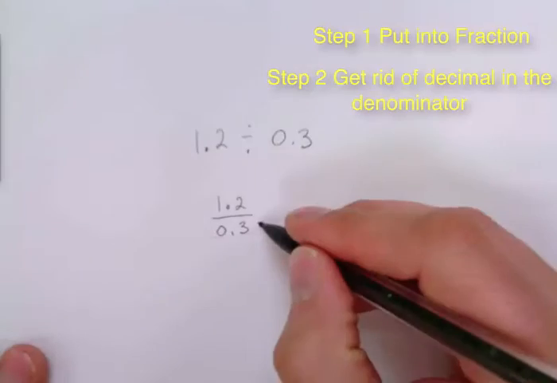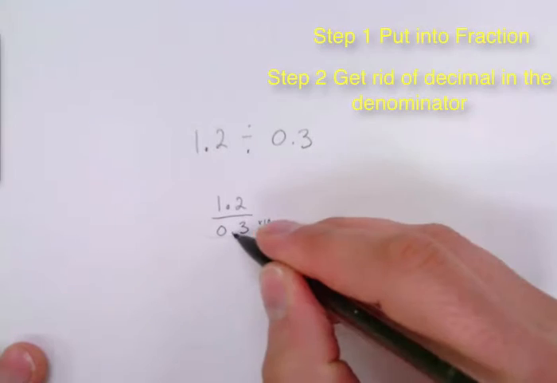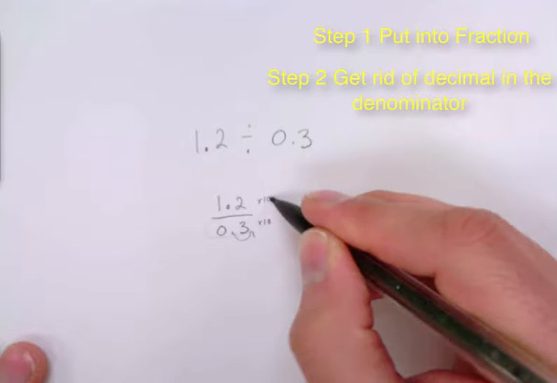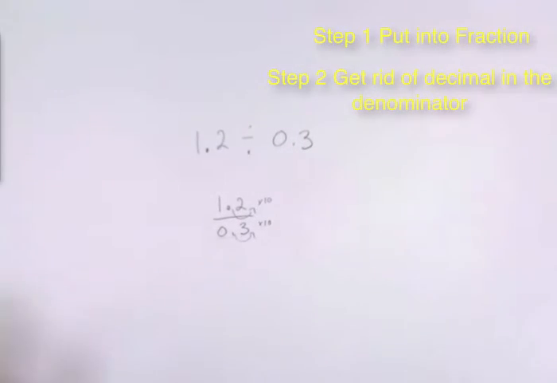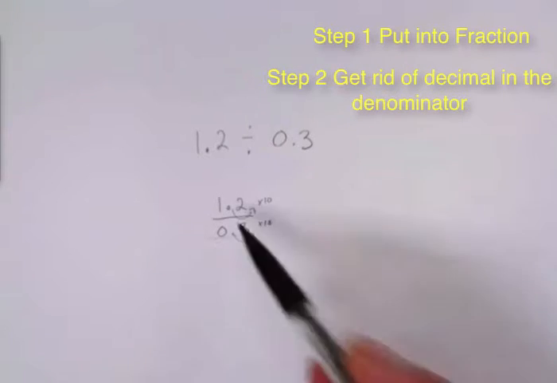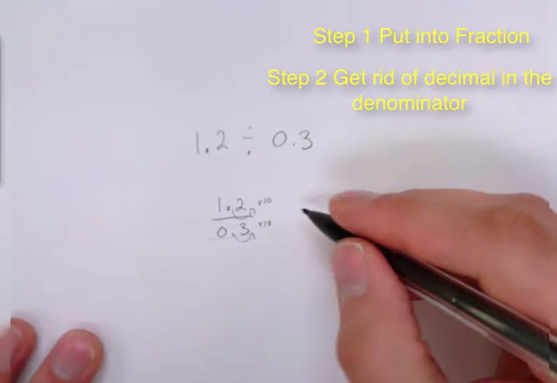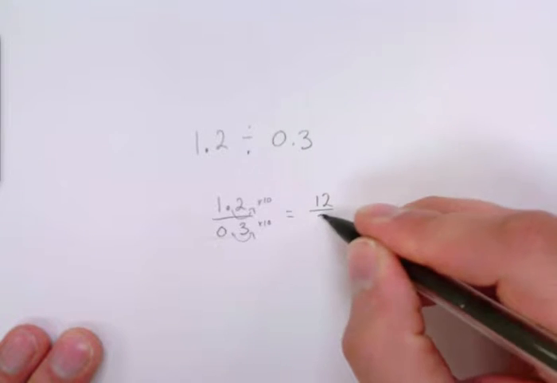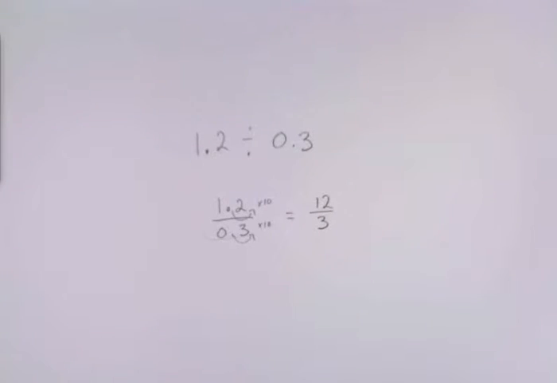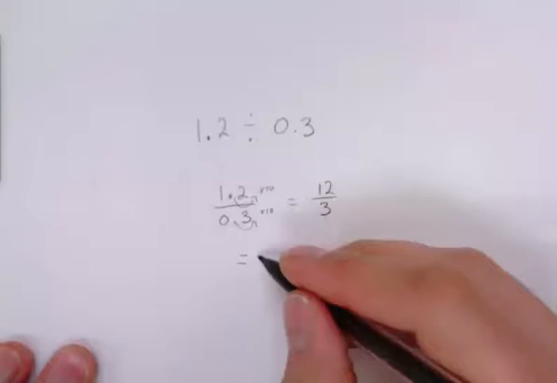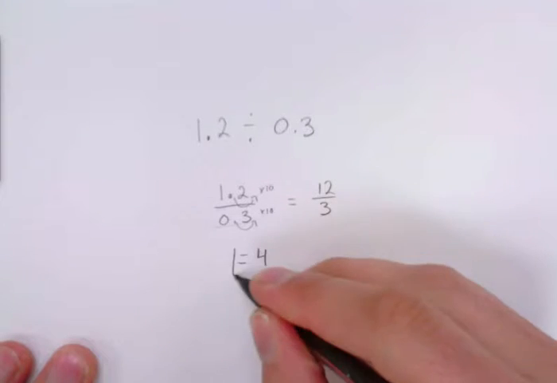So I'm going to multiply my denominator by 10 in order to move the decimal over once. That means I must multiply my numerator by 10 to keep my proportions the same. That's the reason why I put it as a fraction, to know that we have to keep the proportions the same. So this is going to end up giving me 12 divided by 3. Now 12 divided by 3, we all know that is pretty simple. For my answer, it's going to be equal to 4.